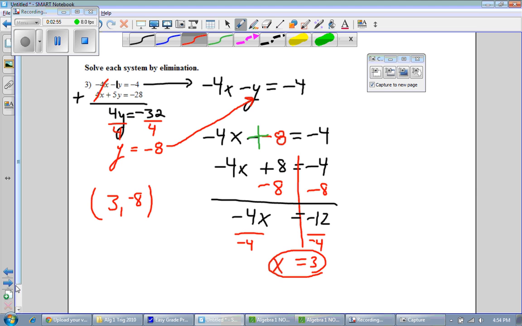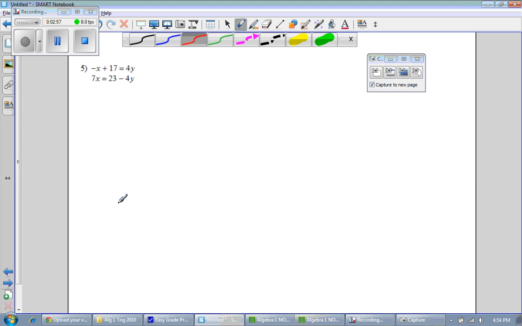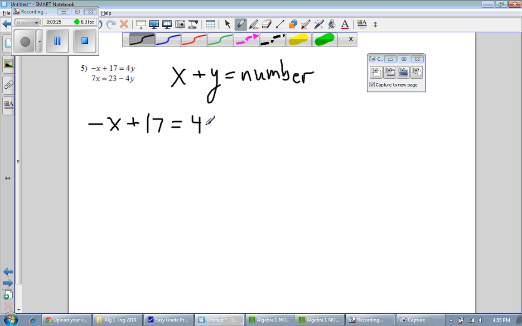What other challenges do we face on the second day of systems? What if things aren't as nicely organized, everything where you want it right here? Basically what we're going to do is put these equations in standard form. What does that mean? We do a little reorganizing, so we've got the x plus the y is equal to the number term. So we look at our first equation here, negative x plus 17 is equal to 4y.